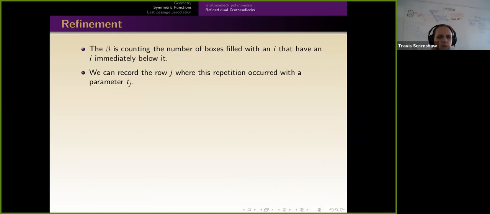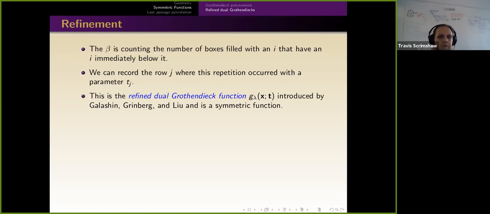But we can actually get a little bit more information out of this. Instead of just a generic beta parameter, we can give a parameter based upon the row in which this repetition occurred. And we'll call that Tj if it occurs in row j. And so we can refine the dual Grothendieck polynomials by these additional parameters. And it turns out that this remains a symmetric function. This notion of refinement and the proof that it was a symmetric function was done by Galashin, Grinberg, and Liu.